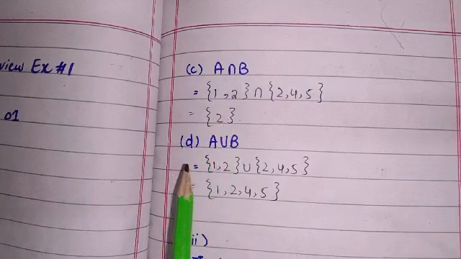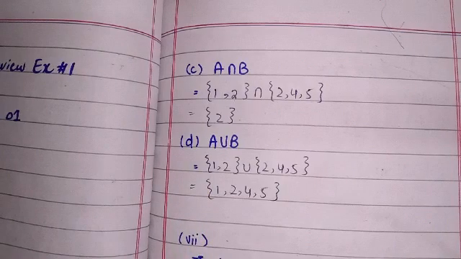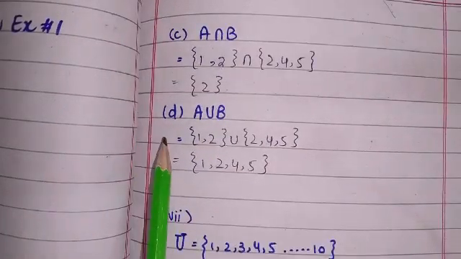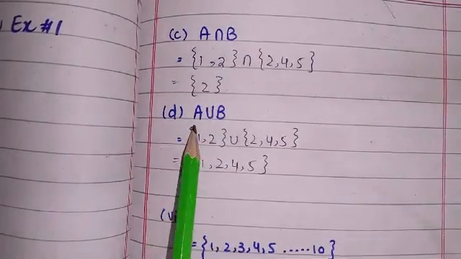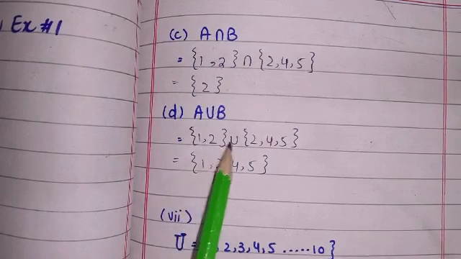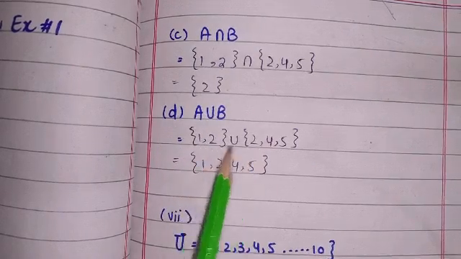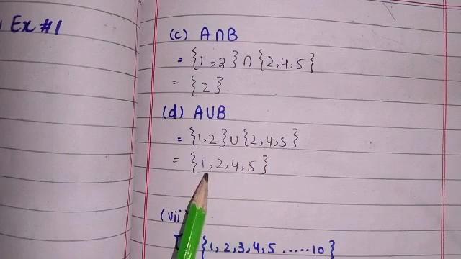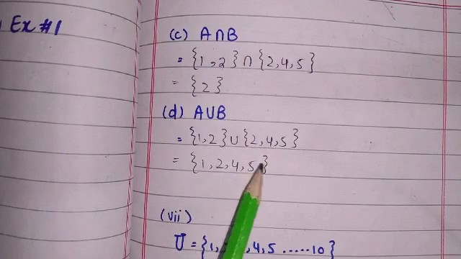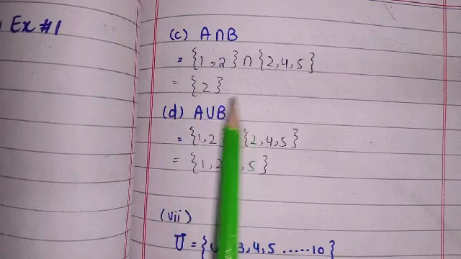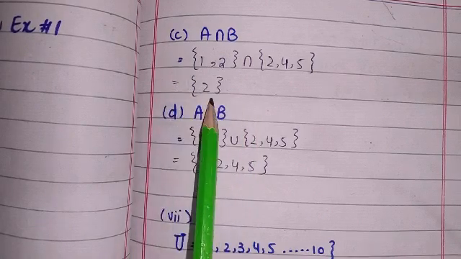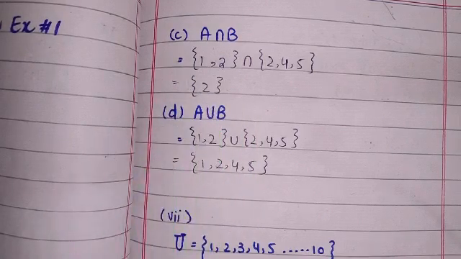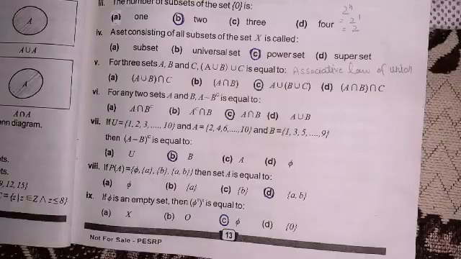Now let's move towards our D option. Here is our option D given to us, which is A union B. Here is our A set and union our B set. By combining all the elements of A and B, we get a set having elements 1, 2, 4, 5. Now students, as you can see, option C is correct because we have the same answer as we solved in the question. So the correct option is C.